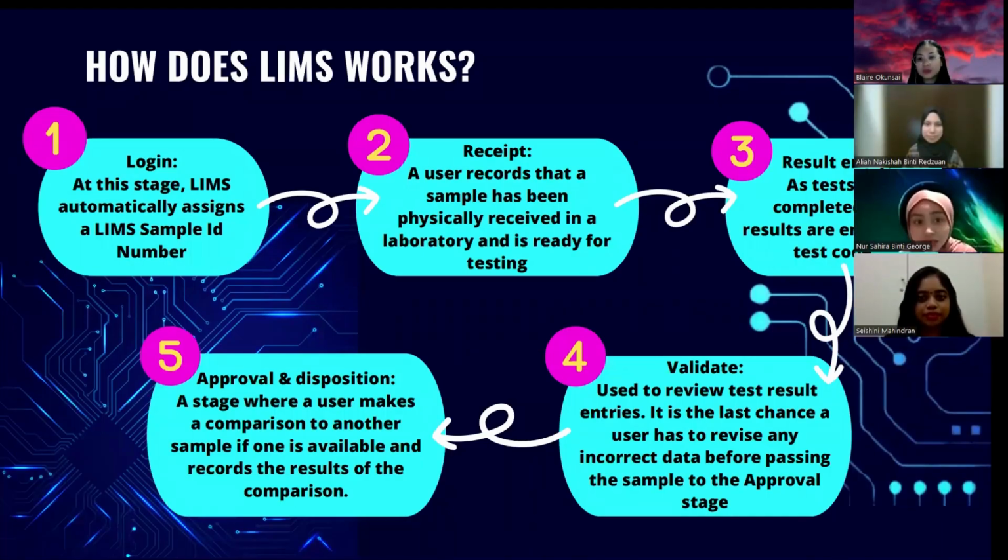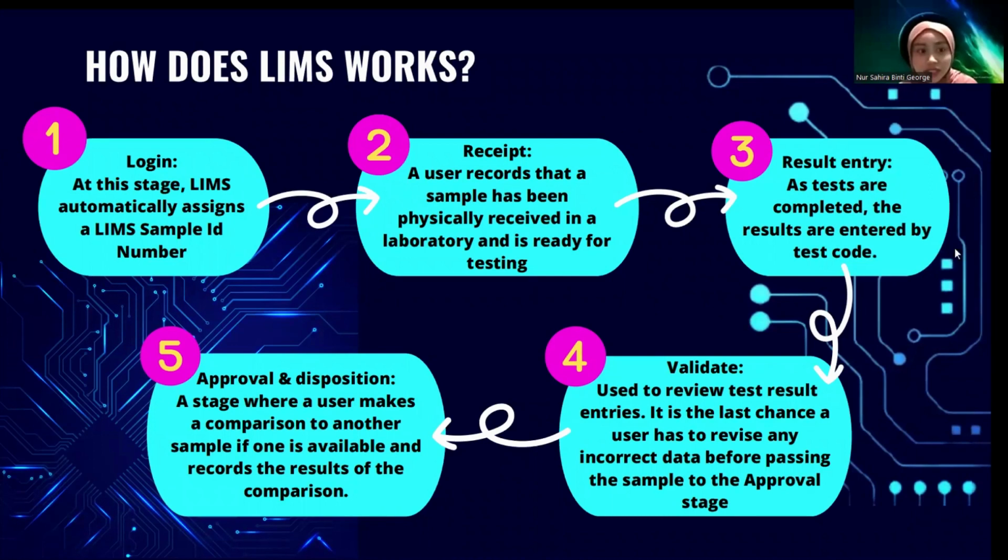Okay, so how does LIMS work? In LIMS, there are 5 stages: first is the login stage, second is the receive stage, third is the result entry stage, fourth is the validate stage, and the last one is the approval and disposition stage. In the first stage, the LIMS will automatically assign a LIMS sample ID number.